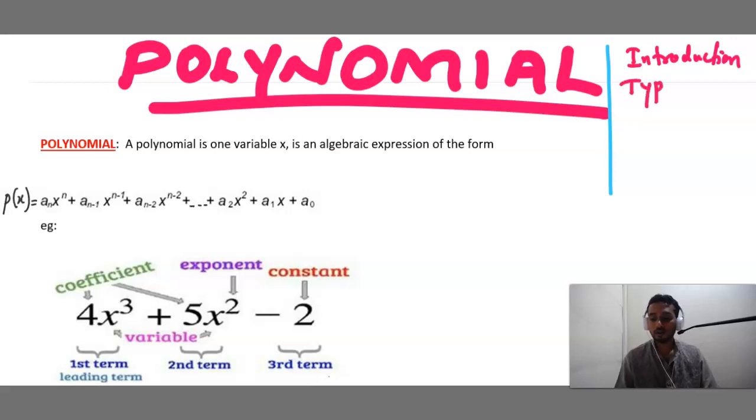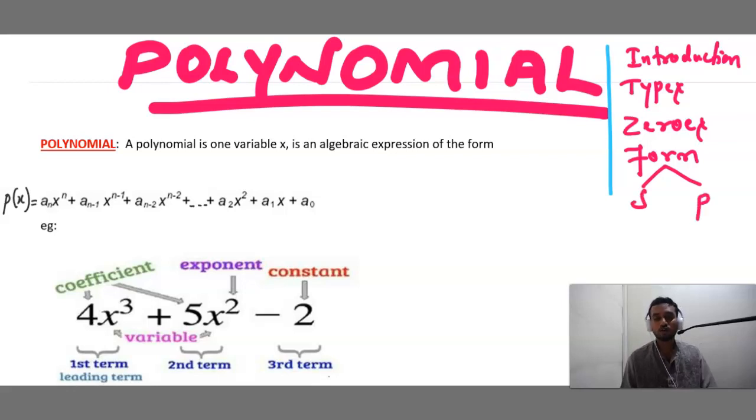As well, I am going to complete types of polynomials. We are also going to study zeros of a polynomial and how to find the relationship between zeros and coefficients of a polynomial. Next, how to form the quadratic polynomial. Then we are also going to study how to find the sum of the zeros and the product of the zeros of the polynomial.